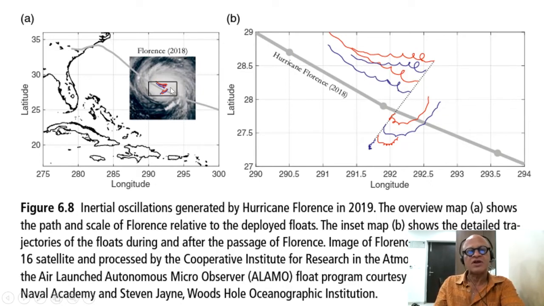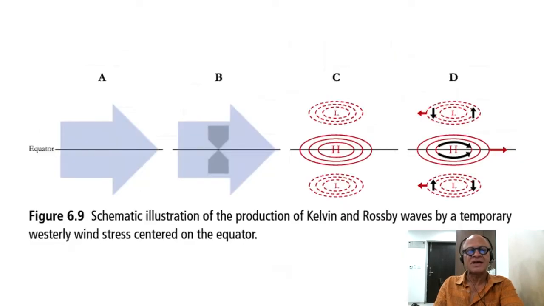So the floats that are deployed into the hurricane by air launches, so you can just drop them into the eye of the hurricane to see how the wind speeds, ocean currents, ocean mixing, cooling following the hurricane and so on happen. But here we're just looking at the currents and a clear example of the inertial circles.